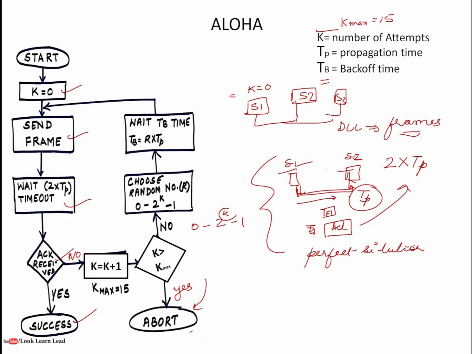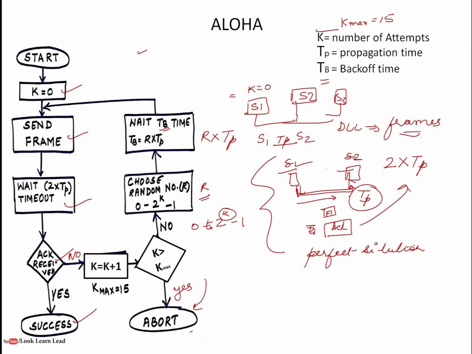Where K is the number of attempts, any number between 0 and 2 to the power K minus 1, a random number is generated. Let that number be R, and it multiplies this random number by the propagation time, that is the time taken by a frame to reach from S1 to S2. So it generates a back off time, which is equal to a random number times the propagation time. It waits for that back off time and again sends the frame.